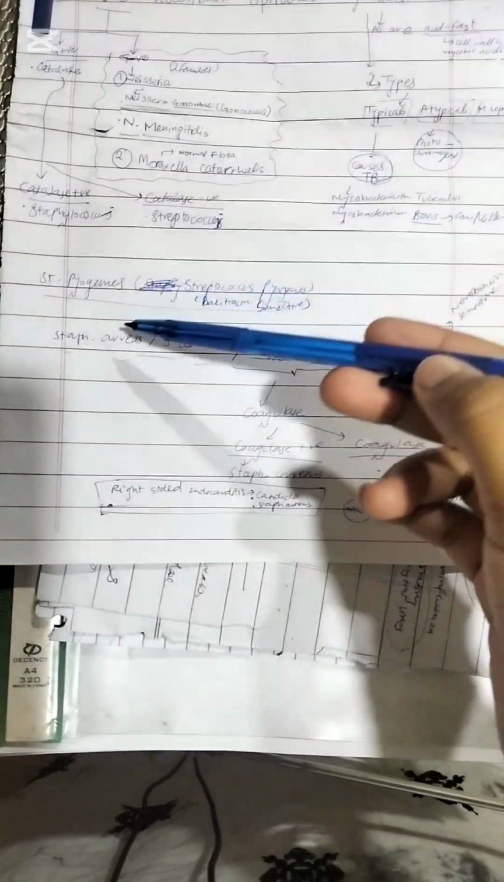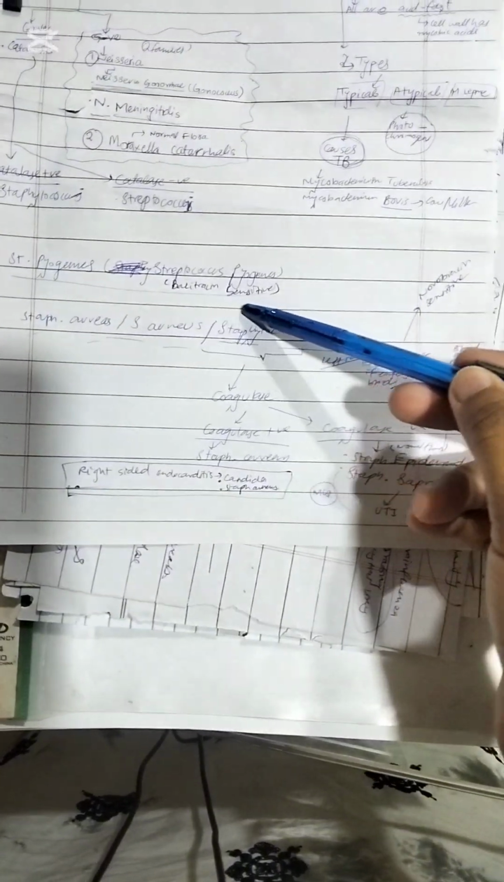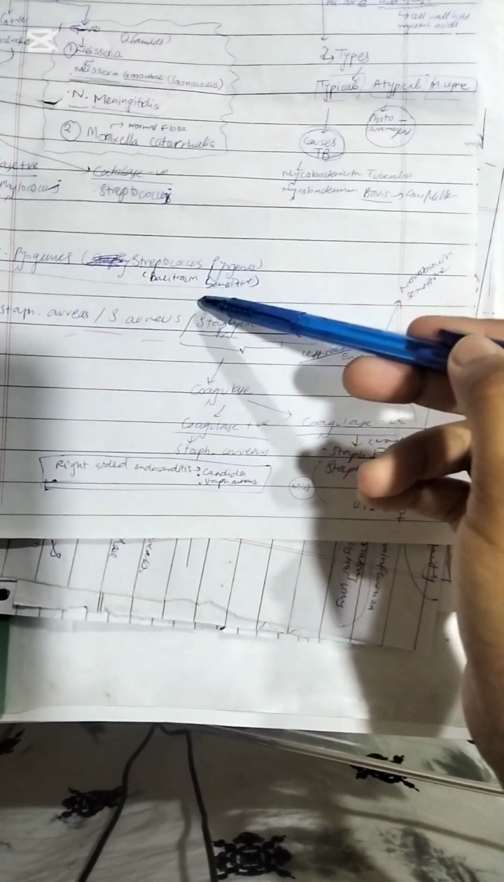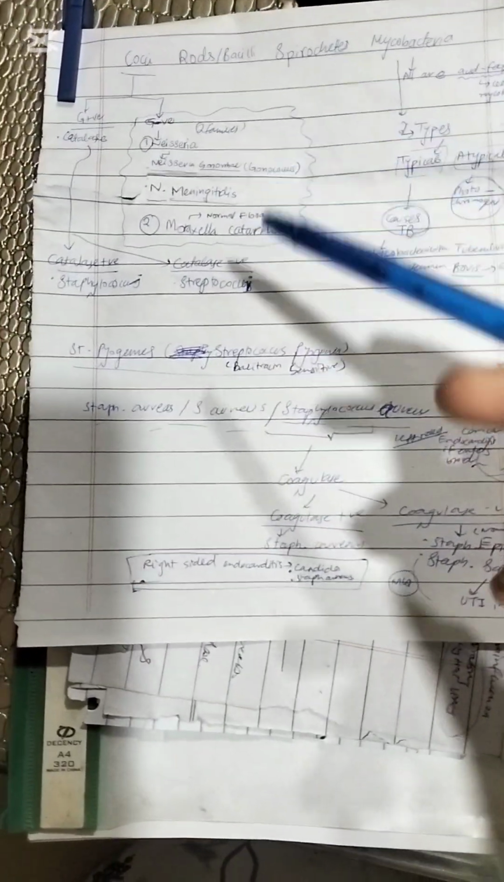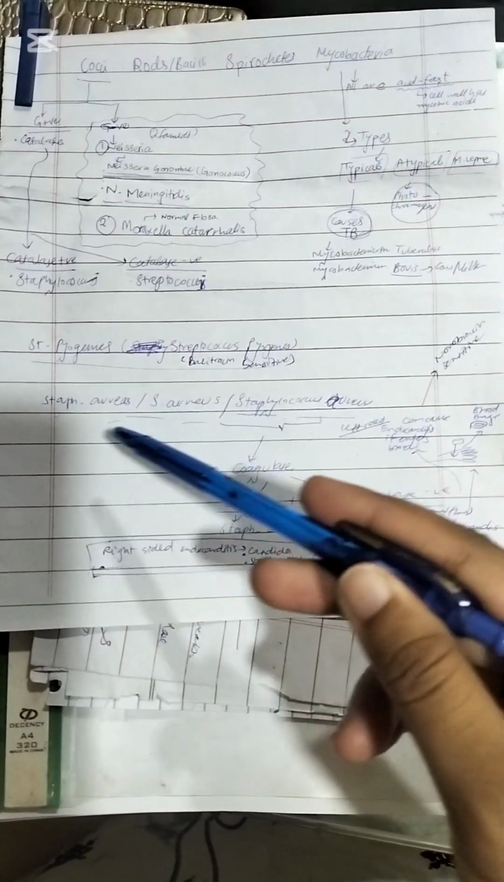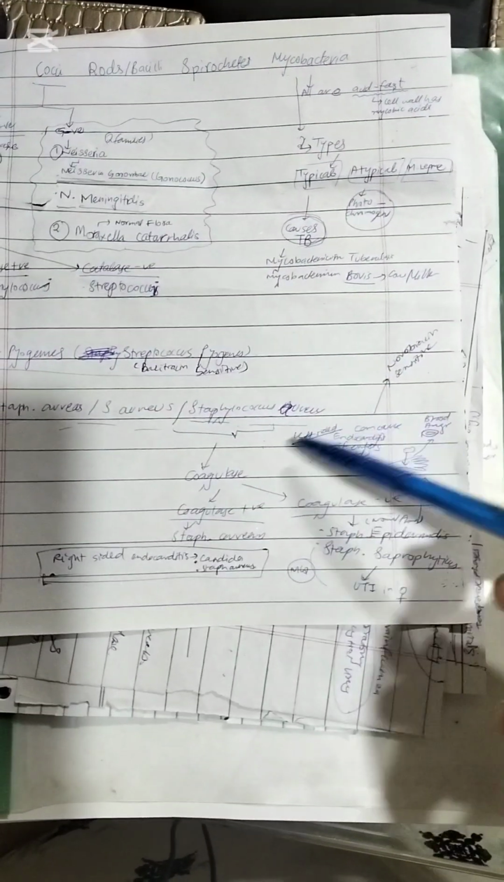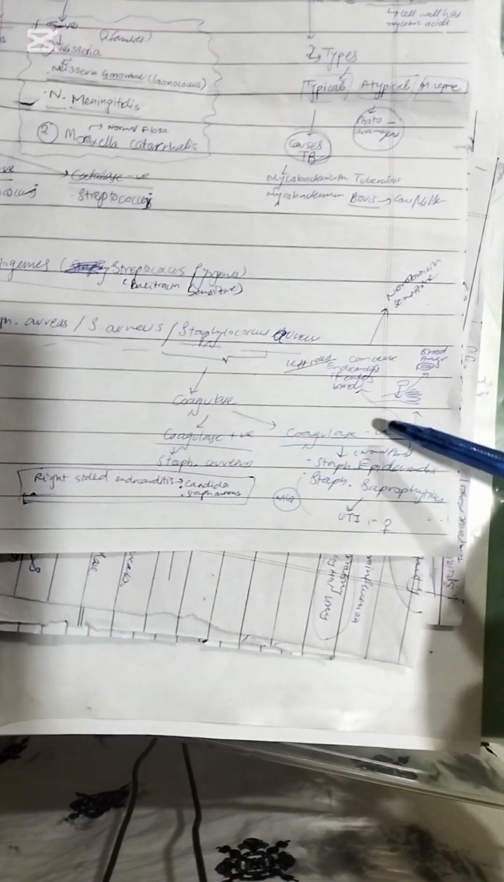Now let's talk further about the Streptococcus pyogenes. Streptococcus pyogenes is basically bacitracin sensitive, so it is a type of gram-positive cocci and it is catalase negative. Now let's talk about Staphylococcus, which is catalase positive and gram-positive as well. So Staphylococcus can be coagulase positive or it can be coagulase negative.